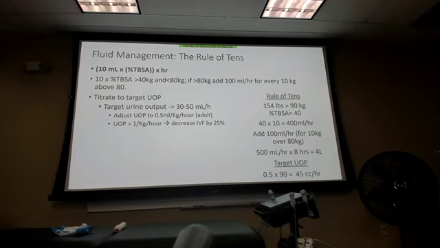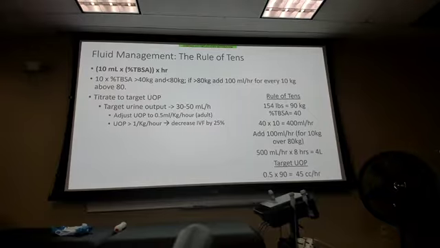I like Parkland better. It's a little easier for me to do, but I think the ER sometimes will say that the rule of 10 is easier because it's only 10 times the TBSA, and then if you're over 80 kilograms, you add 100 for every 10 that you are over 80. Your target urine output is the exact same.